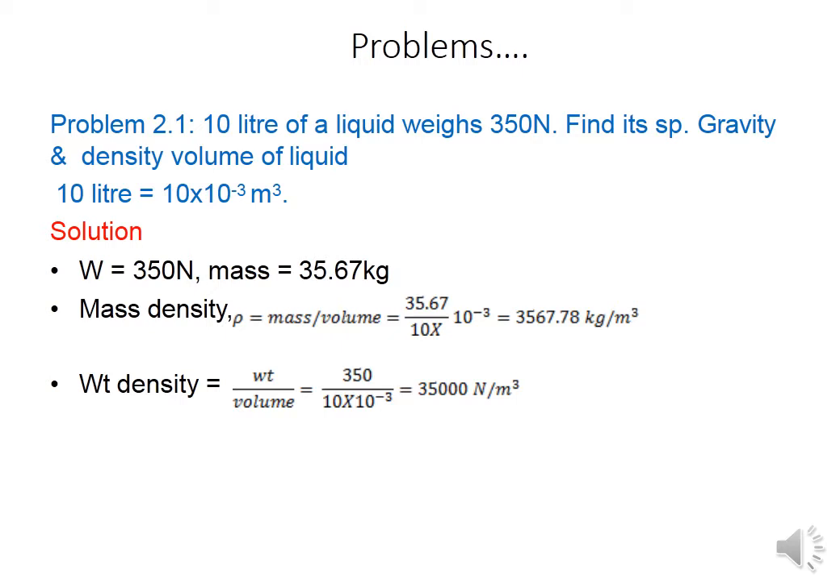So weight density he has asked, means weight per unit volume. So weight is 350 Newton, volume is 10 into 10 raised to minus 3, 35,000 Newton per meter cube. Difference between mass density and weight density is, it is Newton per meter cube, that is kg per meter cube. If you just divide by 9.81, it becomes mass density. If you just multiply by 9.81, it becomes weight density.